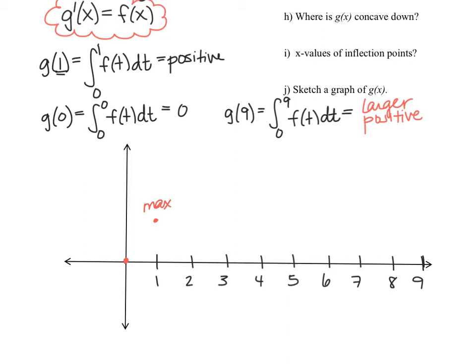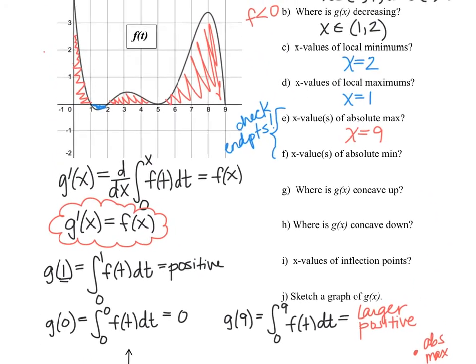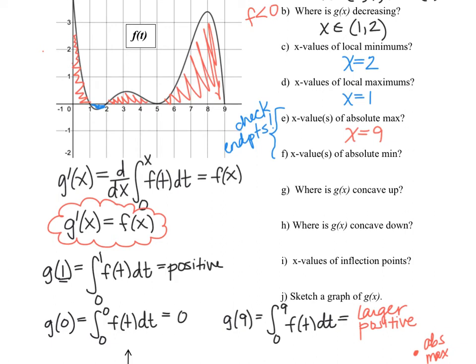And then let's go ahead and plot what we know is happening at x equals 9. Because g of 9, we said, was our largest positive value. So over here on the right endpoint at x equals 9, I'm going to go ahead and plot my largest y value. And I'll make a little note to myself that this was my absolute maximum. Likewise, I could also make a note at 0, 0 that that was my absolute minimum. And you know what? We didn't discuss that. Let's talk about why. Why would we have an absolute minimum at 0? Because that was actually the next question. Part F says, where's the absolute min?